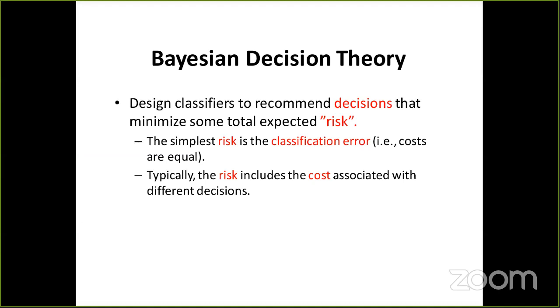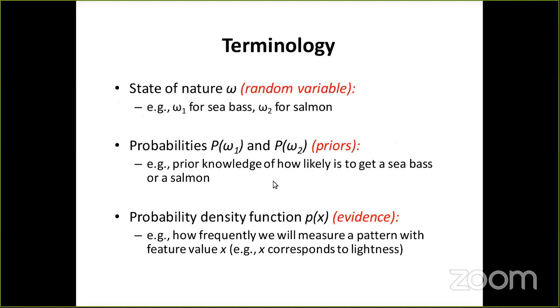So our goal is to design a classifier that can recommend decisions that minimize some kind of risk. The simplest risk you can think of is the classification error. Say, for example, you are trying to classify things into two classes. If you get it right, then your risk is low. If you classify it incorrectly, then you have a high risk. So the risk includes the cost associated with different decisions. Now let's look at some of the terms.